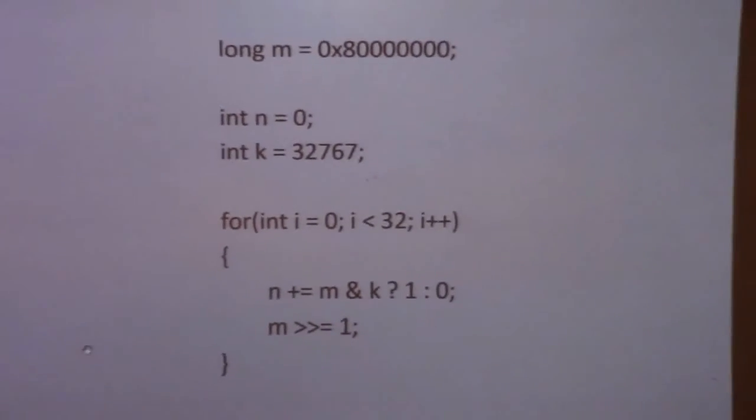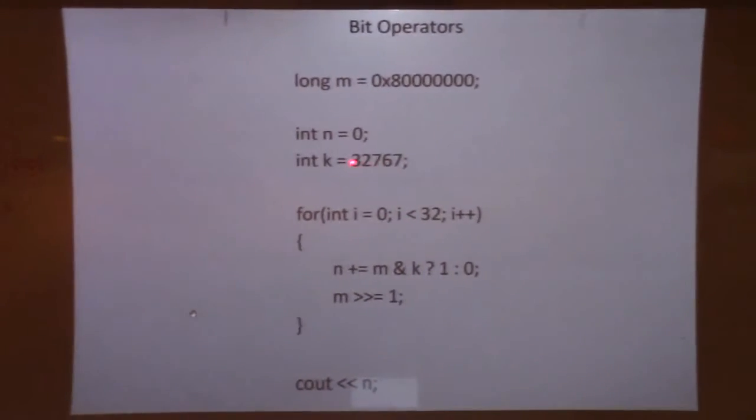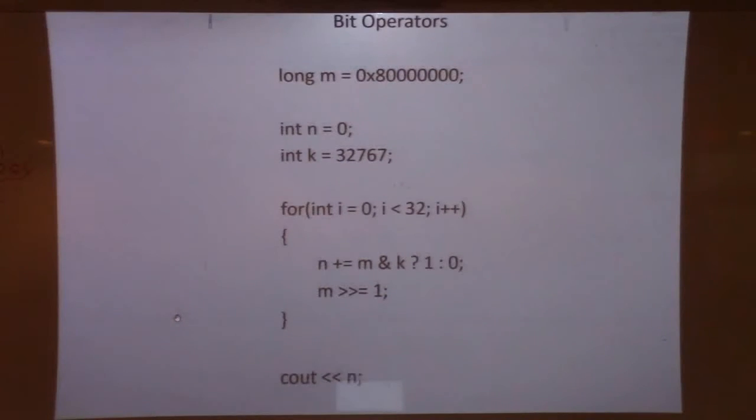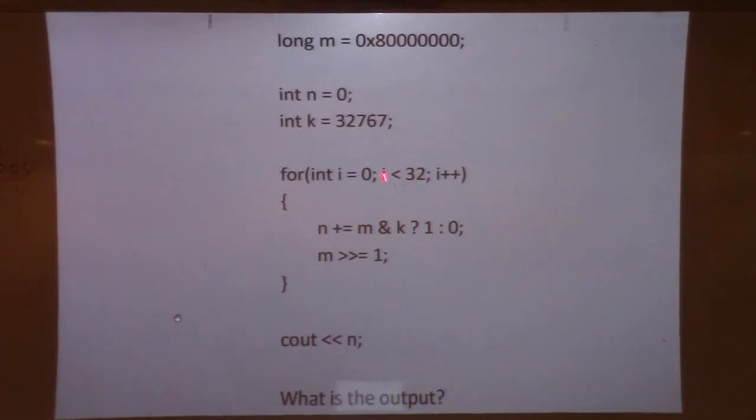All right, so let's take a look at this code. The code says int n equals 0, int k equals 32,767. int i is equal to 0. So i is beginning at 0. i is going to go from 0 all the way up to 31. So how many iterations is that? 32. 0 is 1, 1 is 2, 2 is 3, 31 is 32.